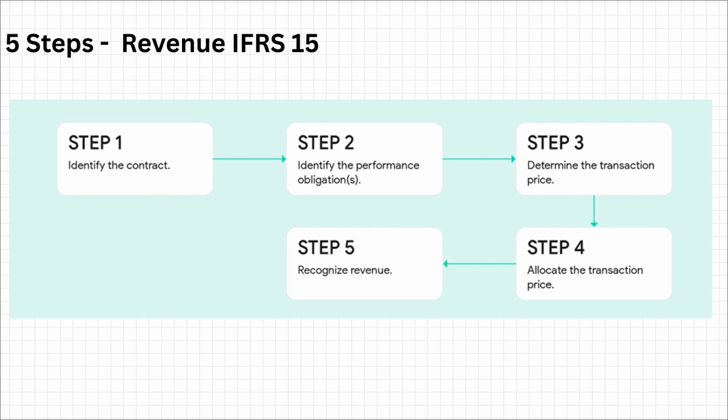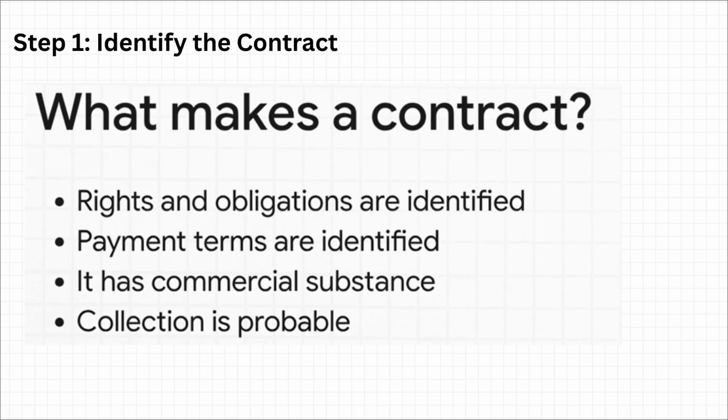Identify the contract with a customer. Step 2. Identify the performance obligations. Step 3. Determine the transaction price. Step 4. Allocate the transaction price. Step 5. Recognize revenue when or as performance obligations are satisfied. All right, let's break it down step by step.